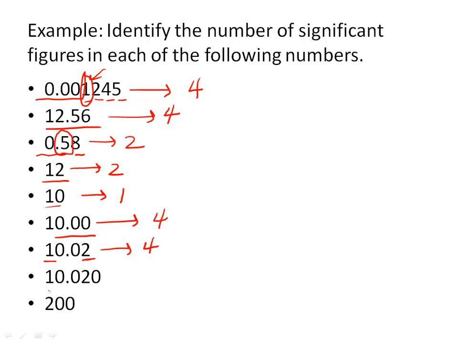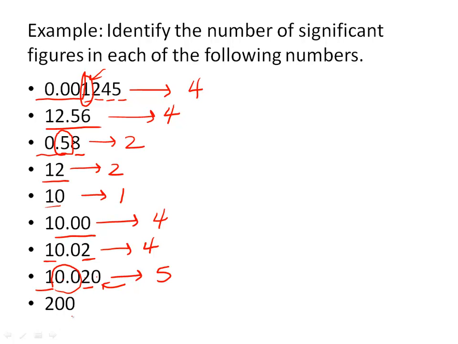Here we have 10.020. How many sig figs does this number have? These 2 zeros are between 2 non-zero digits, so they're significant. This 0 here is a trailing 0, but there's a decimal point present, so it's also significant. So all of these digits are significant. So in this number, there would be 5 sig figs. 1, 2, 3, 4, 5.